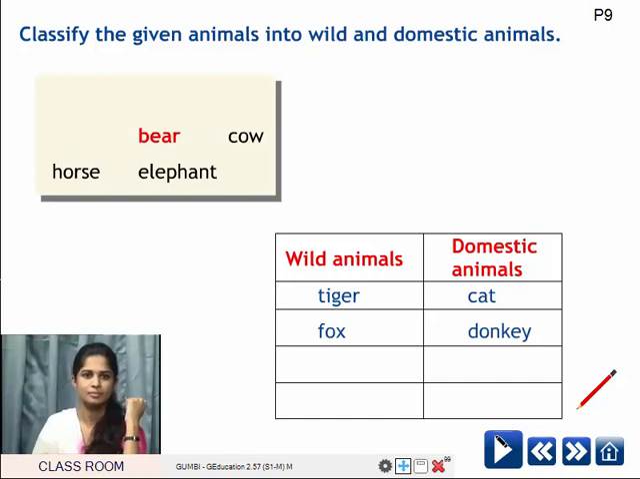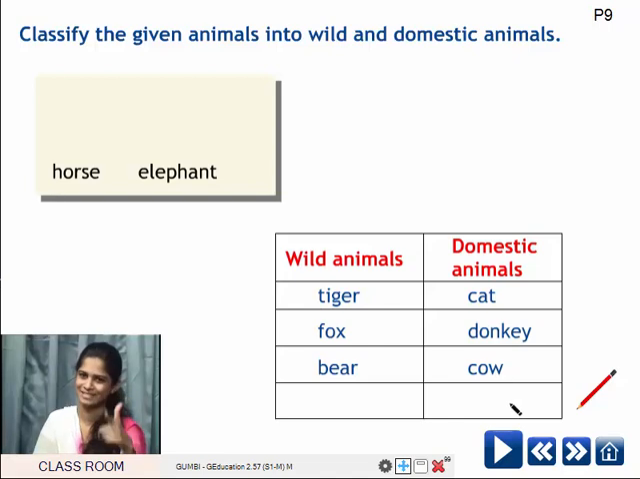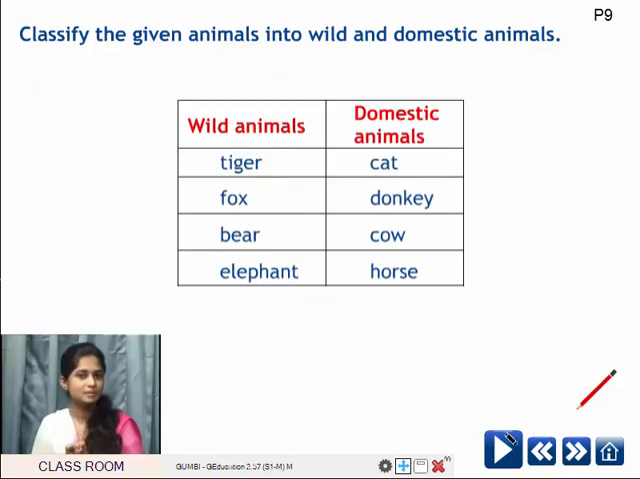Donkey? Yes, it is domestic animal. What about bear? Is it a domestic animal? No, it is wild animal. What about cow? Yes, it is domestic animal. What about horse? Is it a wild animal? No, it's a wild animal, right? Yes, very good. It is domestic animal. What about elephant? Very good. It's wild animal.